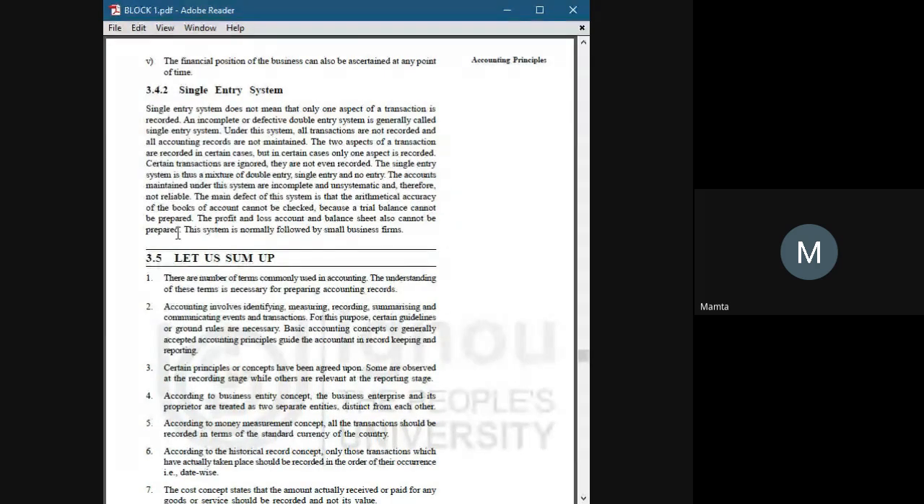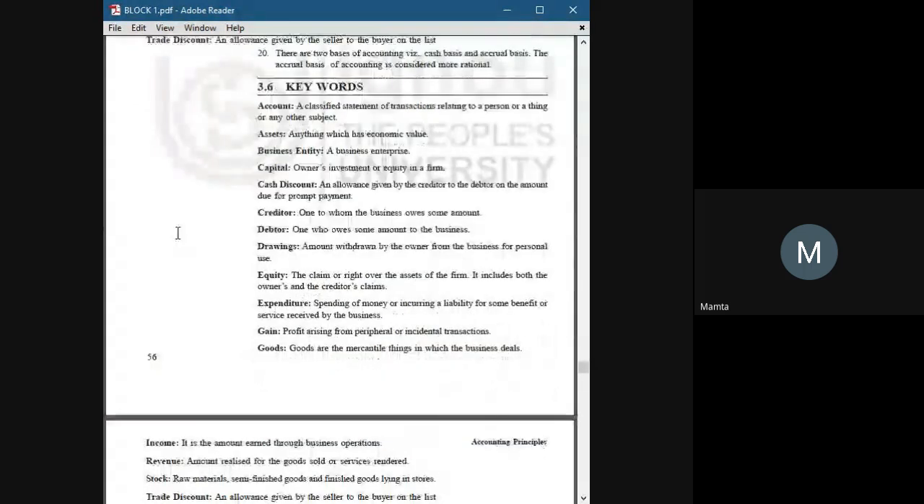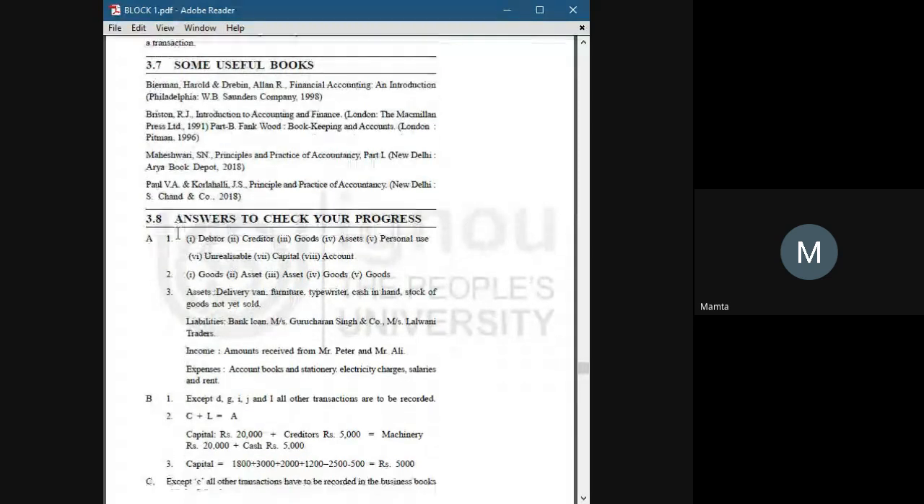Should I start the next unit, or is this enough for today? I guess that much information is enough for today.